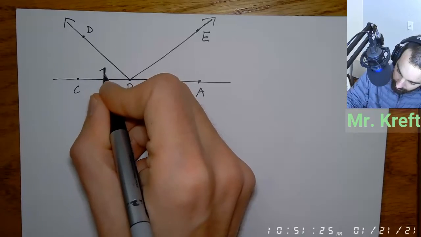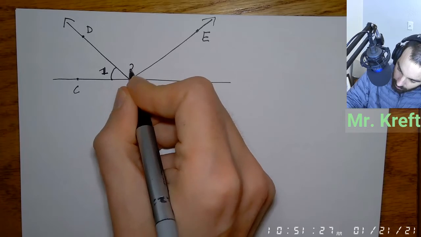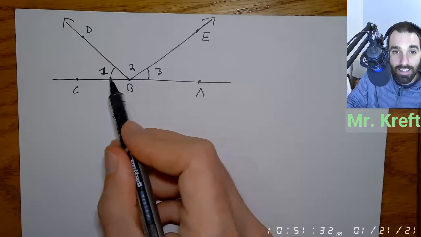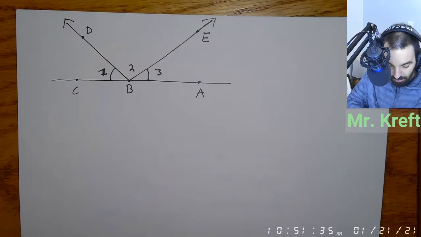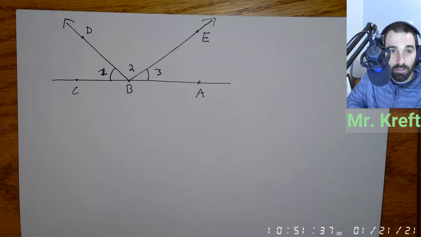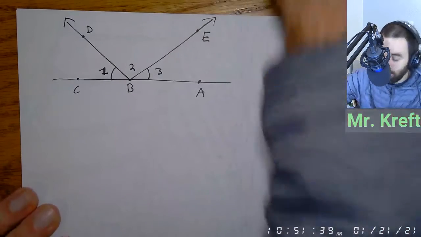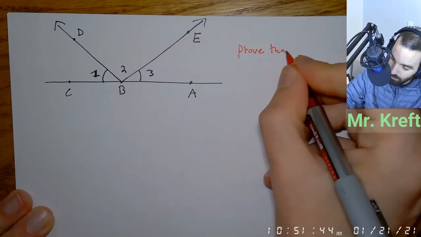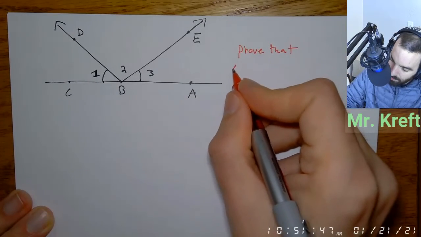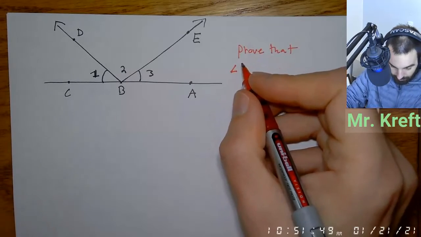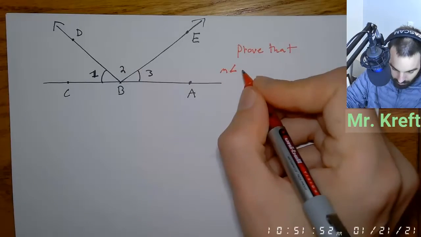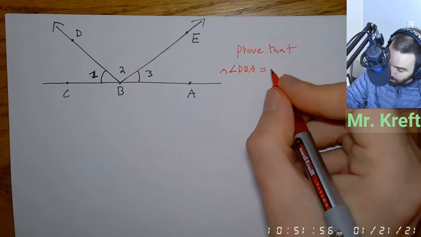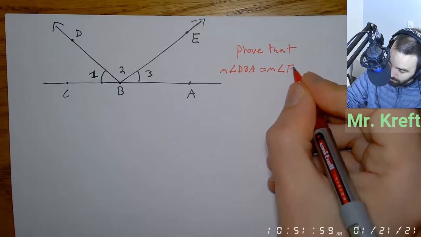So it's going to be given that this is angle 1, this is angle 2, and this is angle 3. And notice with the arcs, it is given that those two angles are congruent. Okay? So what we're going to do is we're going to prove that the measure of angle DBA is the same as the measure of angle EBC.